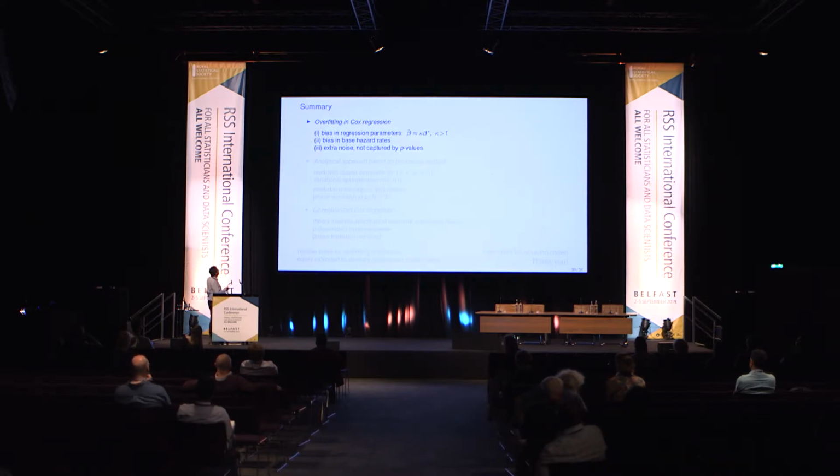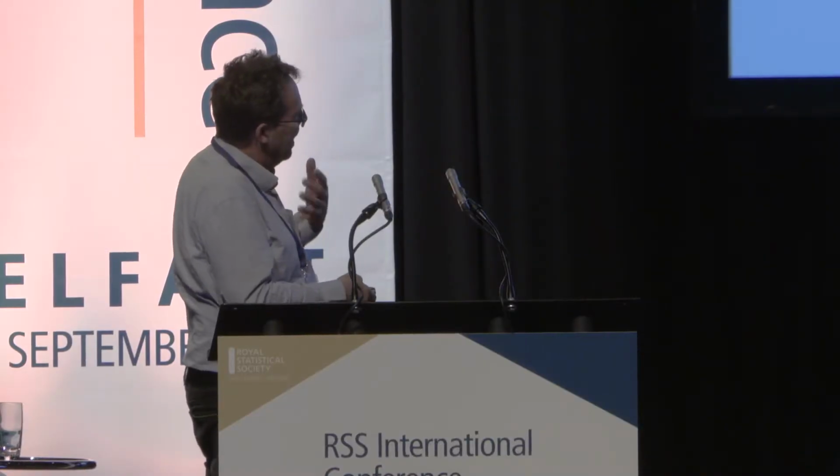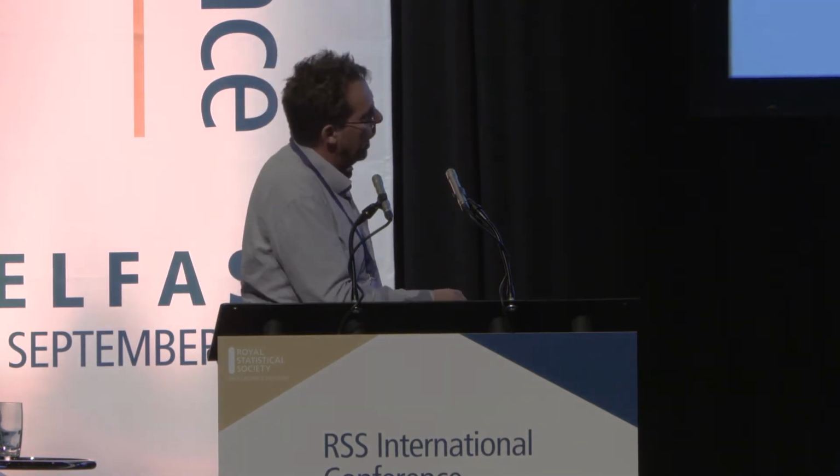So to summarize, overfitting in Cox regression leads you to a very important bias in your regression parameters, a bias in the base hazard rate, and extra noise that is not visible in your p-values. But you can develop an analytical approach based on the replica method that allows you to compute those things. And once you have quantitative tools to predict the bias, you can correct for the bias. And for the L2 regularized Cox regression, you can even get equations that tell you what the optimal regularizer should be. And you find papers on my website.